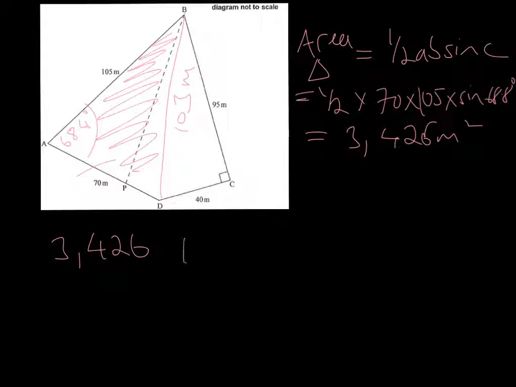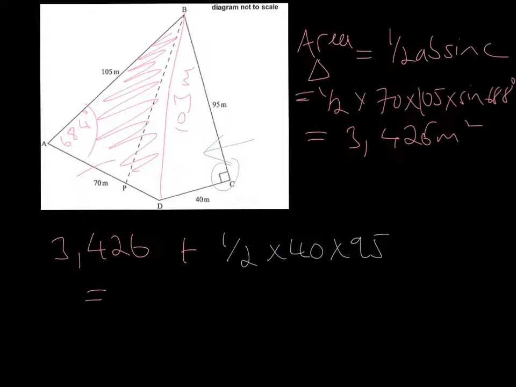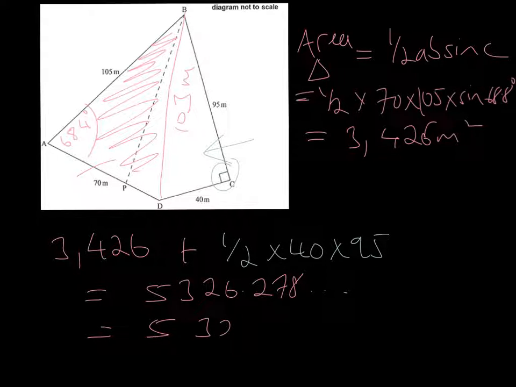So we know therefore that it's going to be this value here, which we've already got, which is 3,426 meters squared, plus this area here, which is just going to be half times the base times the height, because this is a right-angled triangle, because we're told that here. So if we substitute that in, we end up with an answer of 5,326.278. So if we round that, that's going to give us 5,326 meters squared.